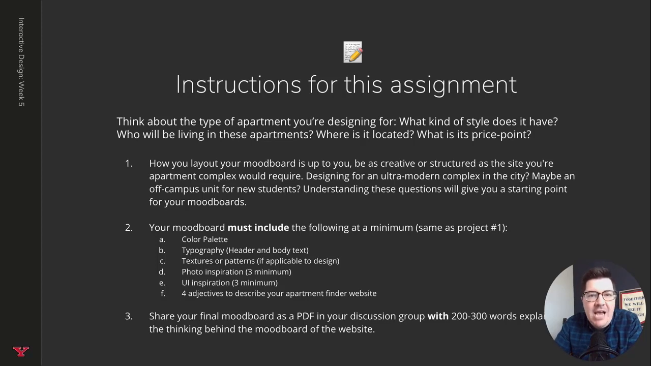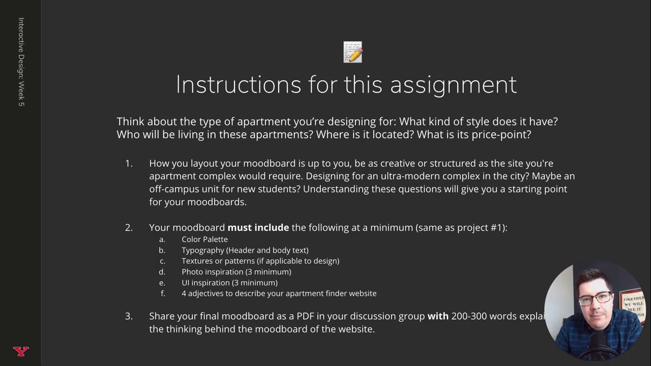Textures and patterns, if it's applicable to your apartment complex. Photo inspiration, so 3 minimum. Photography of what your apartments might look like, and again, you can pull from sources with this. With where we're at with web design and with this class and with this project, pull from open source options like Unsplash and Pexels and others that you might know of. You can pull photography inspiration from existing apartment websites that you take inspiration from to use in your photo inspiration here.